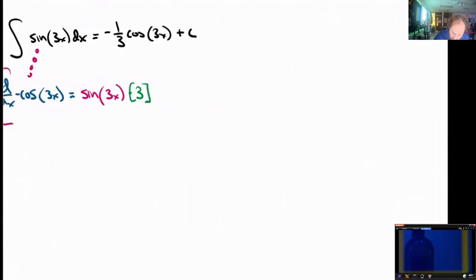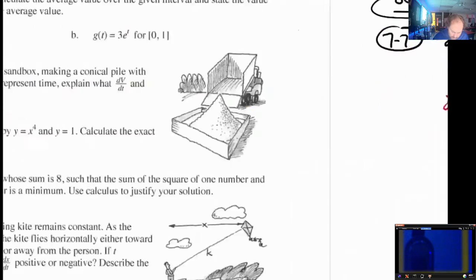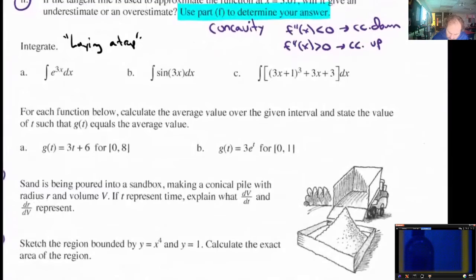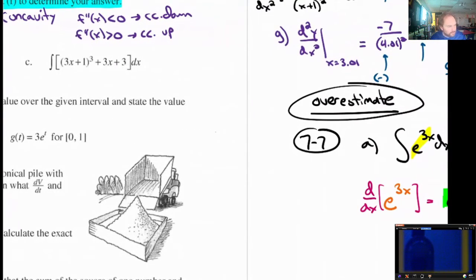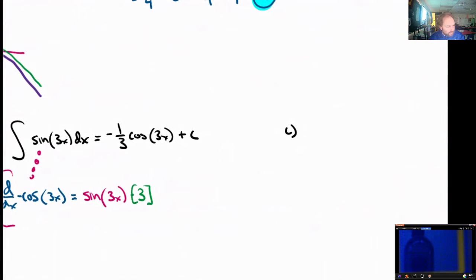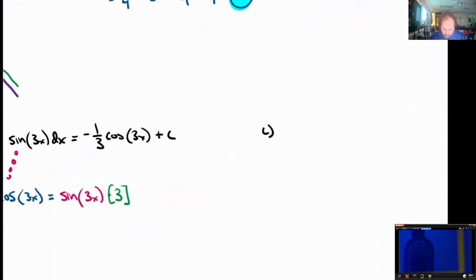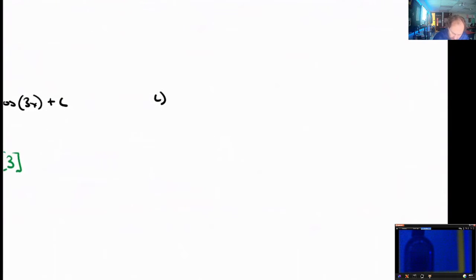Question C, one more of these to look at. Question C is looking for the integral of, oh golly, how am I going to remember this? Let me get the actual problem here in front of me. Cool. For question C, we are looking at the integral of, we have a big old square bracket, 3x plus 1 to the third power plus 3x plus 3 dx.